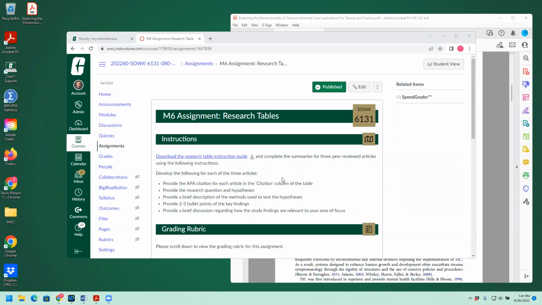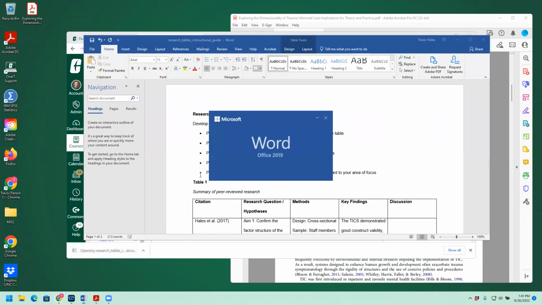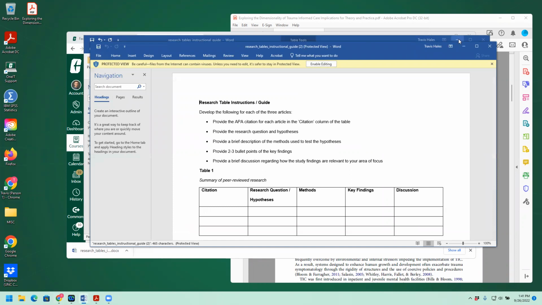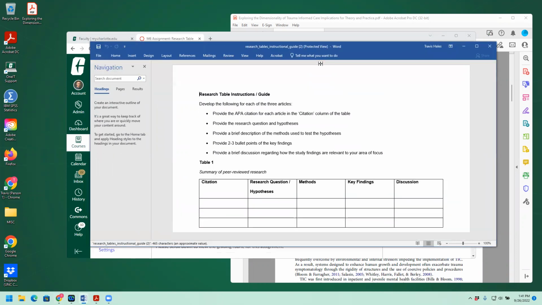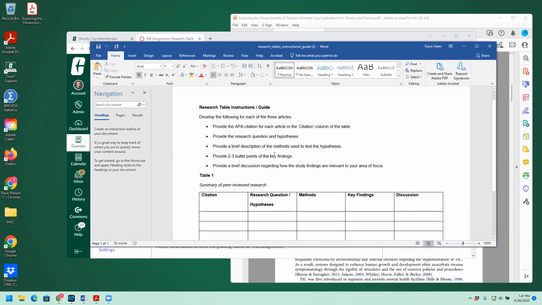Hello, everybody. Today I'm going to do a brief video on how to complete the research table assignment. So the first thing I'm going to do is download the research table instruction guide. Here we are. And then review the assignment components.